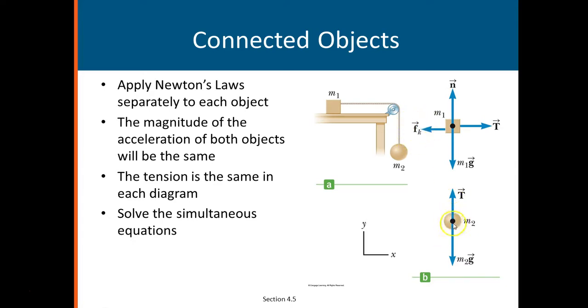And then on the second box, we would just have the mass. We have the tension pulling up and the weight pulling down. There are no x direction forces on this one. So what you would want to do is draw your free body diagrams, apply Newton's laws separately for each object, and then you would go ahead and solve for the acceleration or the tension. The acceleration is going to be the same for both boxes, just in different directions, and the tension is going to be the same because it's just all one string.